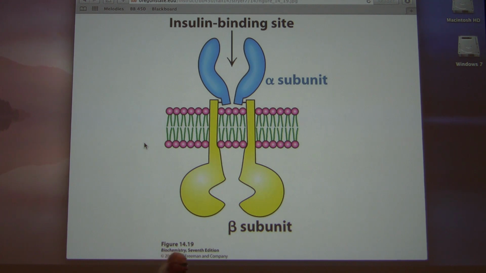Okay? Now, let's look at the signaling process that makes this all happen. Eat a meal. Drink a Coke. Get one of those God-forbidden lattes that you get. Blood glucose levels go boing.